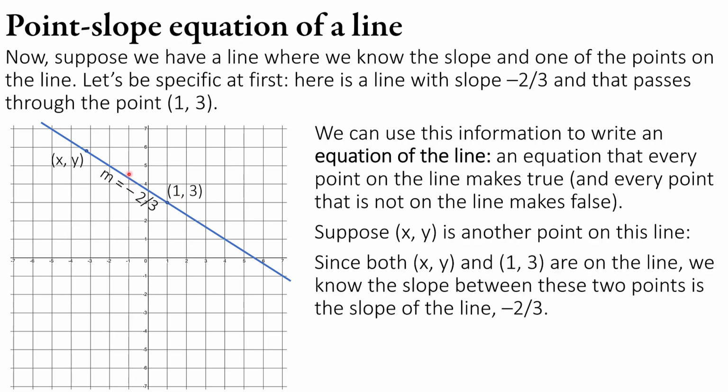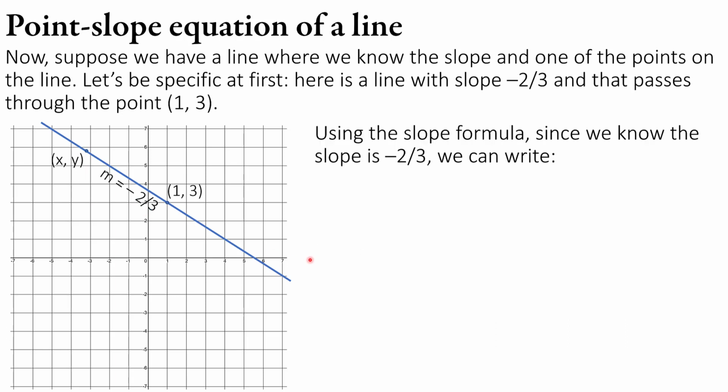Since (x, y) and (1, 3) are on the line, we know we can get the slope between them, and it's going to be negative 2/3. So using our slope formula, since we know the slope is negative 2/3, we can write m, which is y2 minus y1 over x2 minus x1, as negative 2/3, because that's the slope, and then I can put in y minus 3 on the top, that's the change in y, and x minus 1 on the bottom, that's the change in x. This is what we can write between these 2 points on this line.